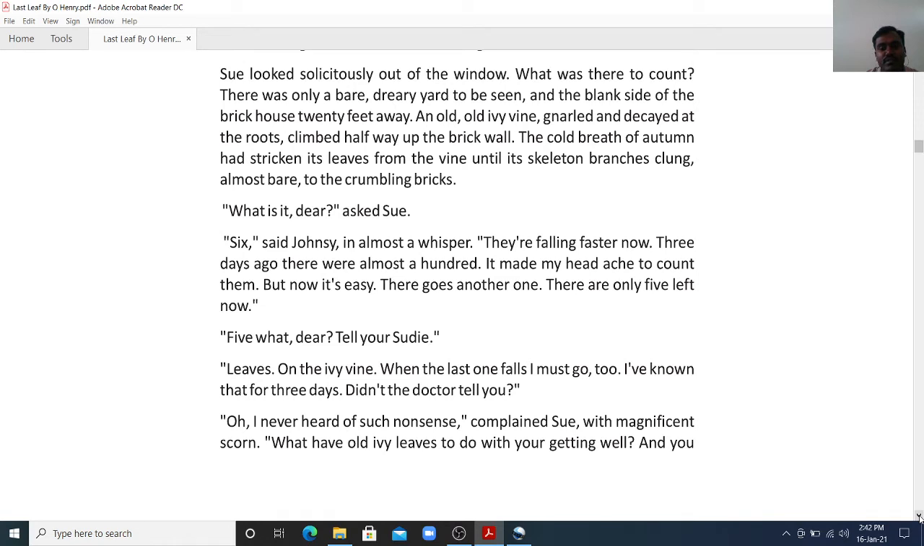So we come to know Jhansi had counted from a hundred. "It made my head ache to count them, but now it's easy. There goes another one. There are only five left now." So one more goes. Now there are only five.